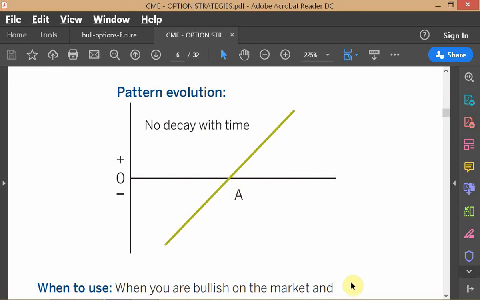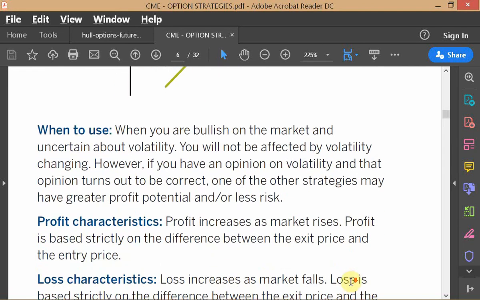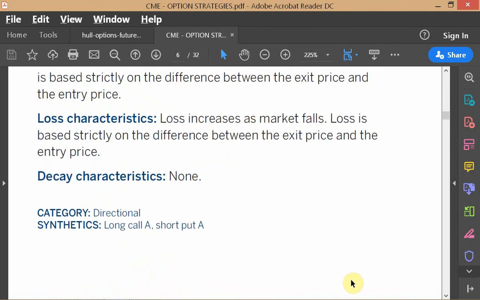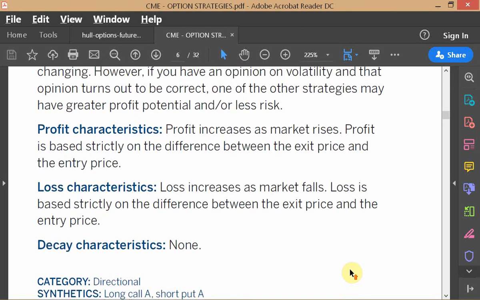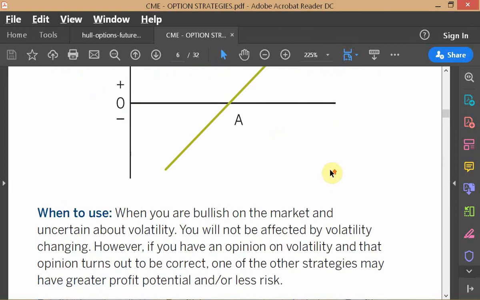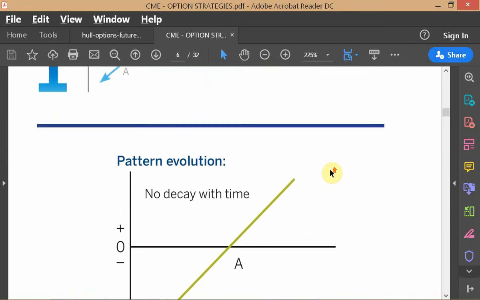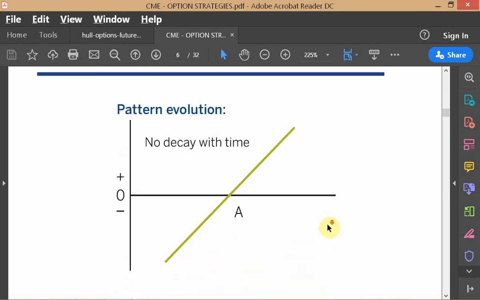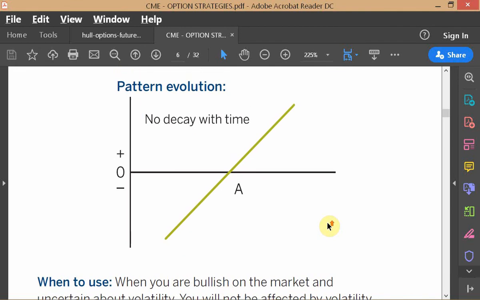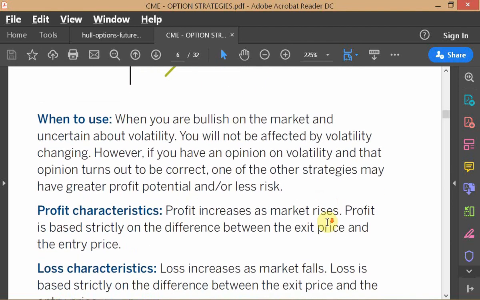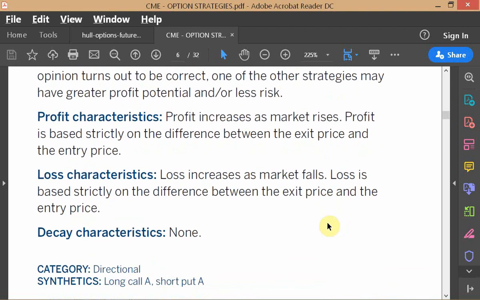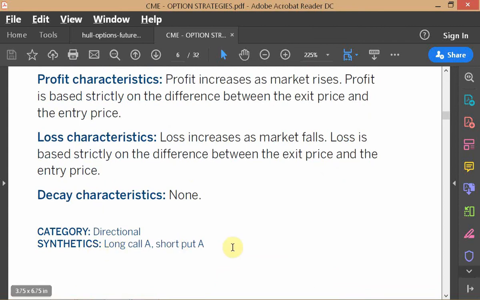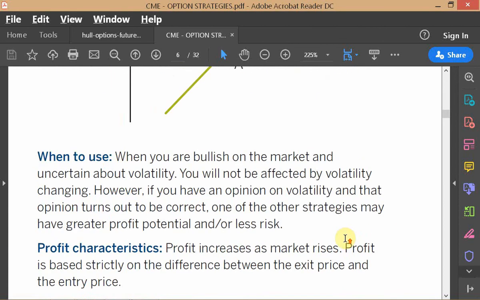So a synthetic equivalent is nothing but, in this particular book, which may actually mention synthetic equivalents. If you go through this CME option strategies book, which is in your finance reference folder from IPM, you will find this book. You should have already downloaded this by now. If you look at the CME option strategies, you will find that every position has a synthetic mentioned at the bottom as well. So what do we mean by synthetic?